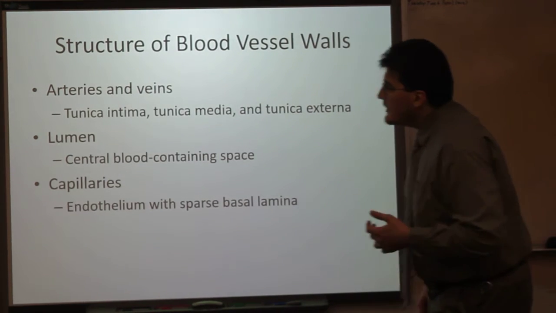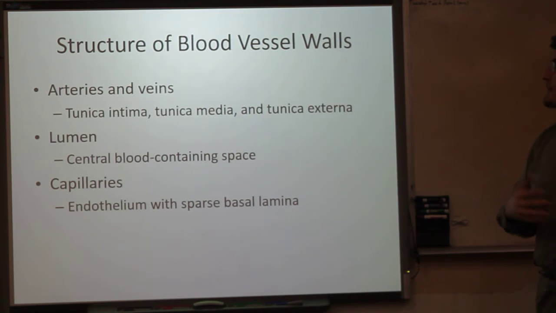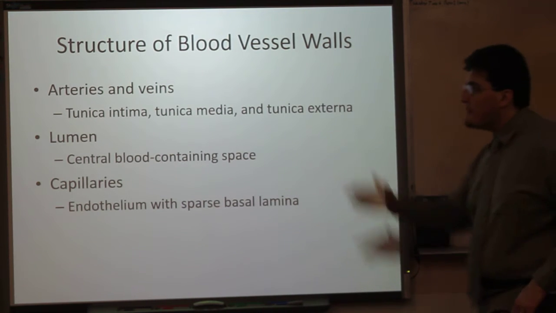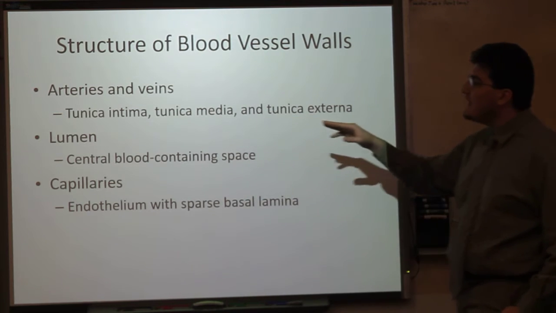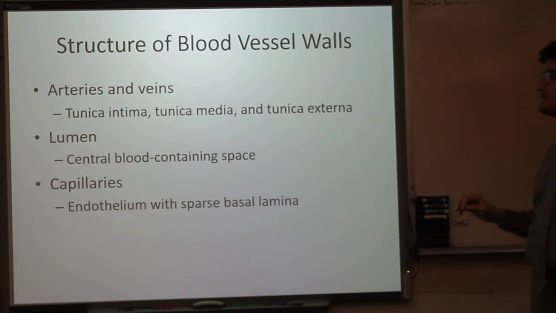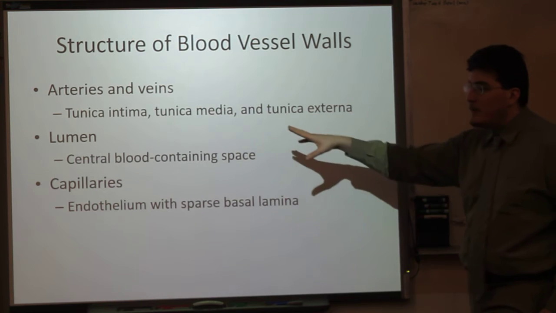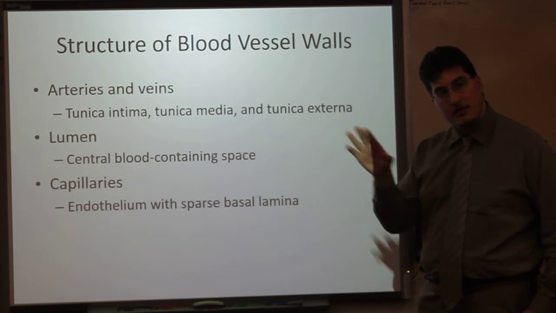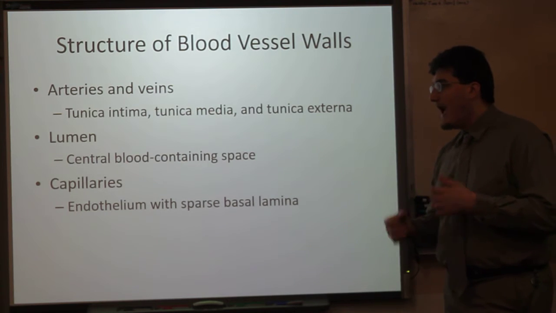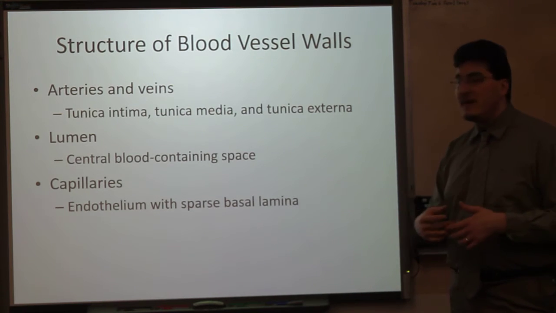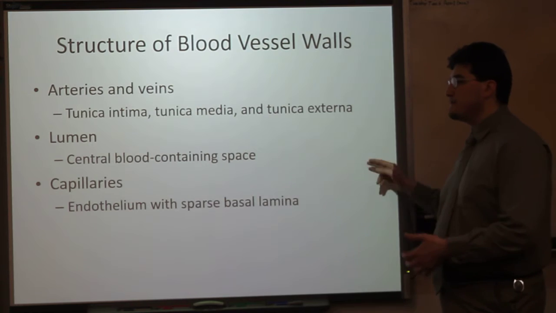Now, let's go more in detail about the structure of those blood vessel walls. I mentioned before, just a few moments before, about the tunica intima, media, and externa. Now, the lumen, as I discussed, is that central blood-containing space. And those capillaries are endothelium with a sparse basal lamina.